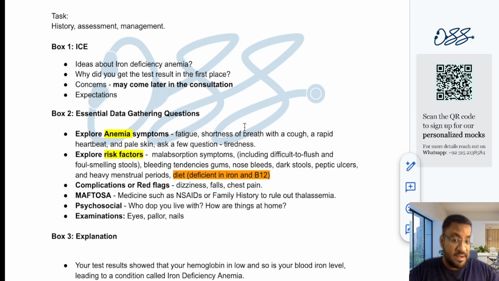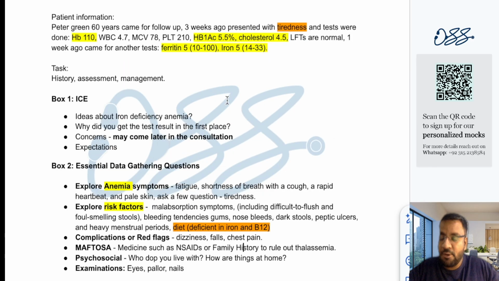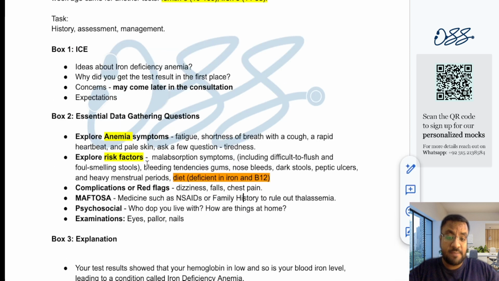And in this particular case, the risk factor would be way more important than any other part of box number two. You got to explore this, because at the end of the consultation, they may just throw a concern at you: doctor, why did I develop this iron deficiency anemia, or why did I develop multiple myeloma? So the risk factors become really important.